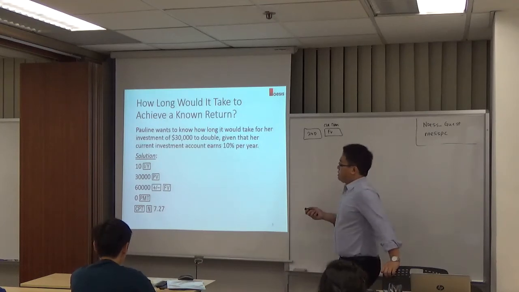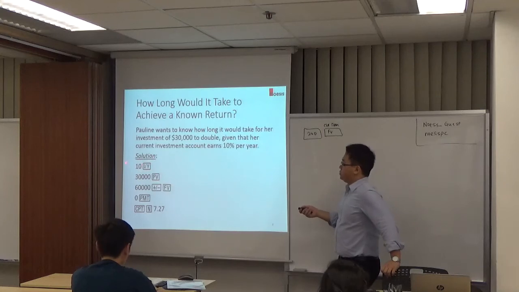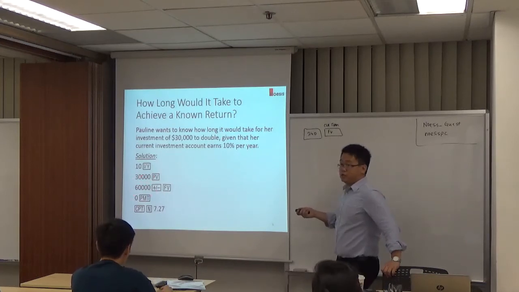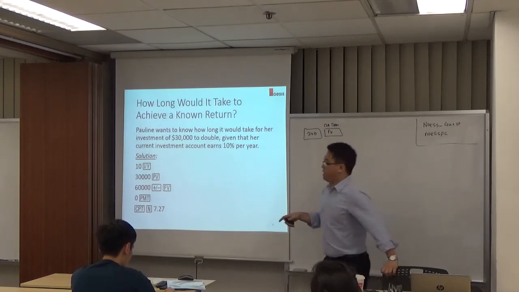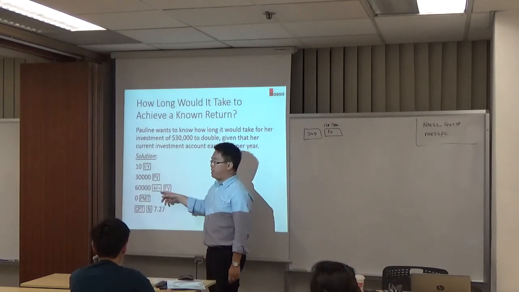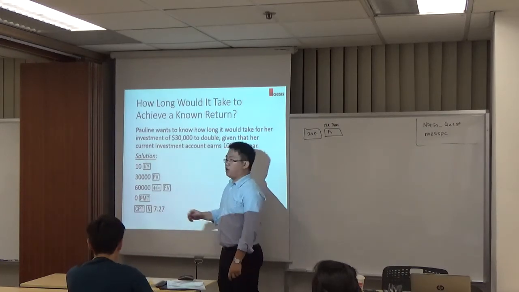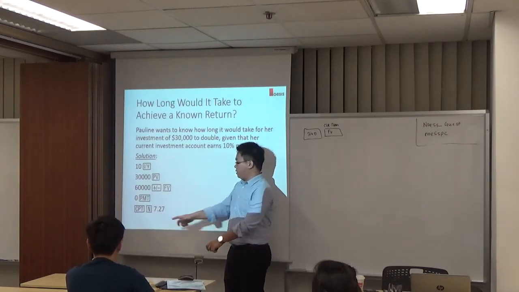So of course here you are looking for the N. Your interest rate is 10, so put 10 IY. Then, of course, PV is 30,000, how much you have today. For the FV, you have to manually calculate this yourself. Since you want to double it, I'll put 60,000 here. Again, one of these has to be negative, so I put the FV to be negative. Then PMT is 0, and then you compute your N. Then you will get your answer.